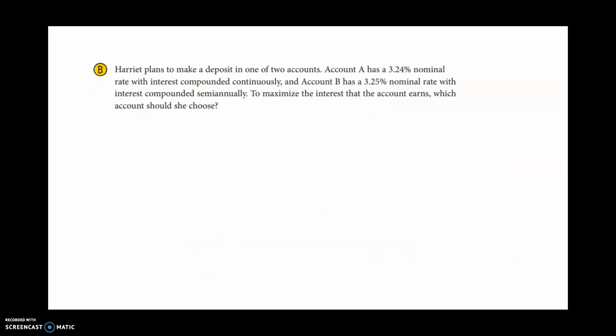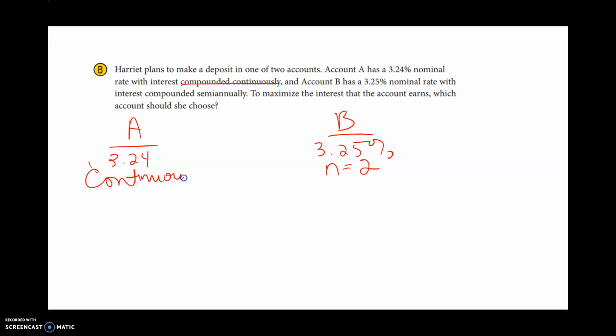Harriet has two accounts. A has a 3.24% nominal interest rate compounding continuously, and B has a 3.25% interest rate compounded semi-annually, which is an n of 2. To maximize the interest the account earns, which account should she choose? When it's compounded continuously, we had an equation that looks like this. The interest rate will be e to the r, minus 1.